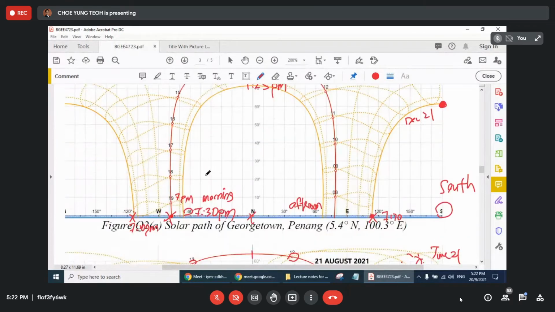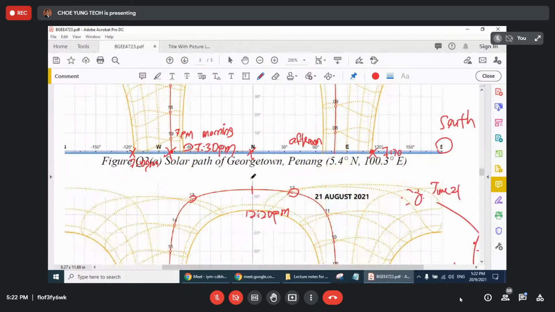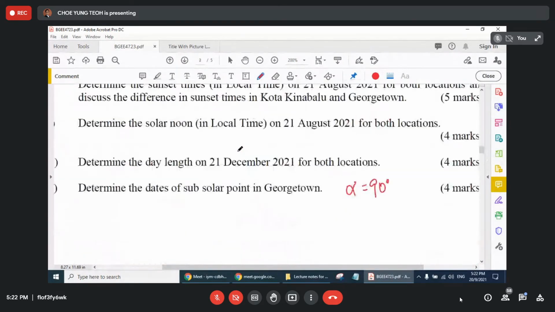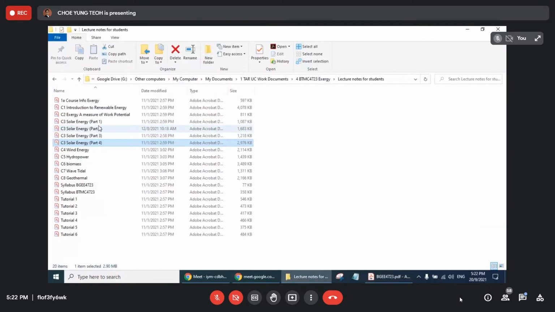or this point. So you always can use the equation to calculate this sub-solar point. How to find it? You have to use the equation. Okay, let's go back to the equation.